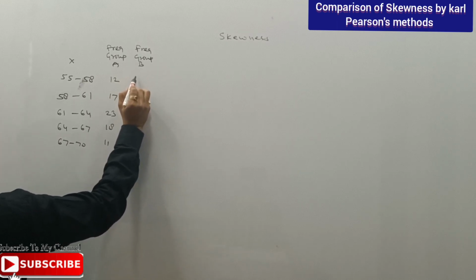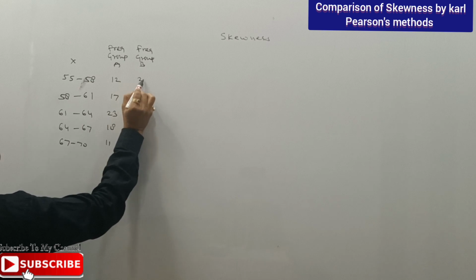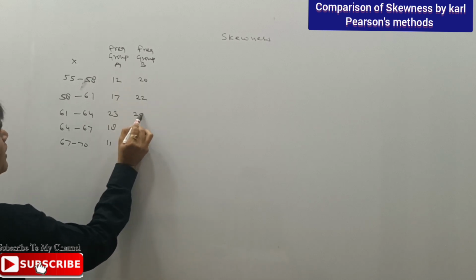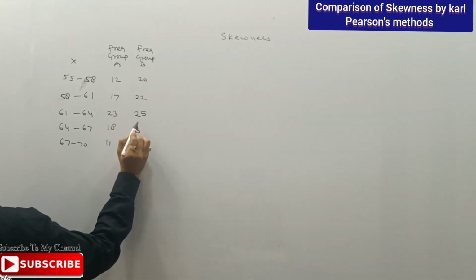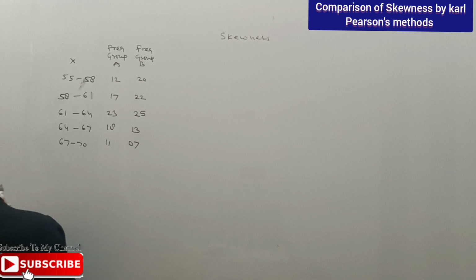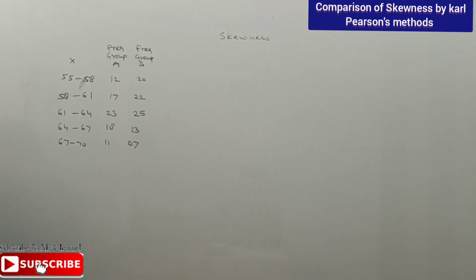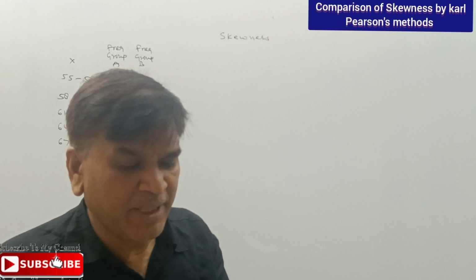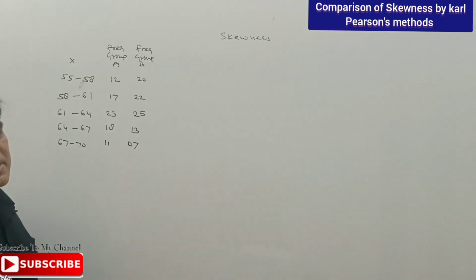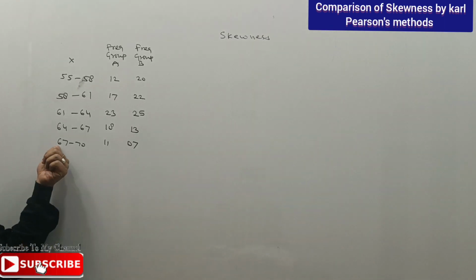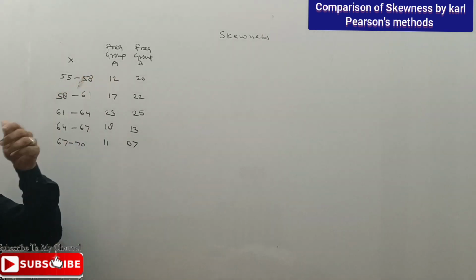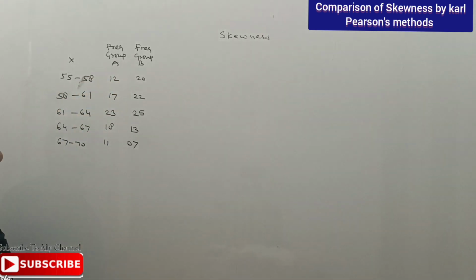20, 22, 25, 13 and 07. So we are to calculate which has more skewness. In this type of question, the class intervals are 55 to 58, 58 to 61, 61 to 64, 64 to 67, and the last one 67 to 70. The frequencies of group A and of group B are given.